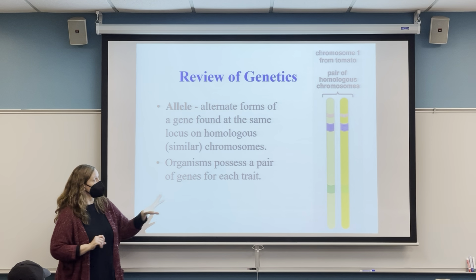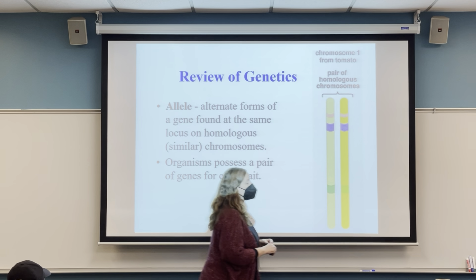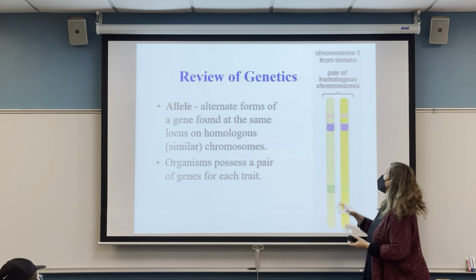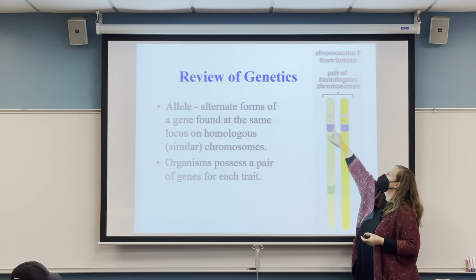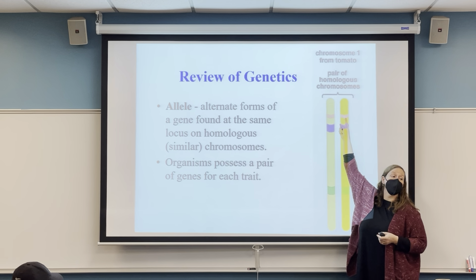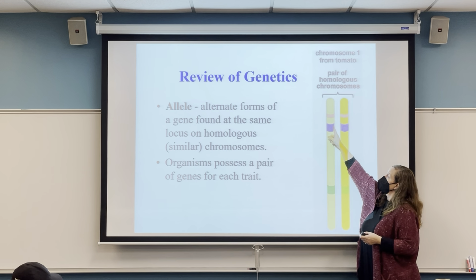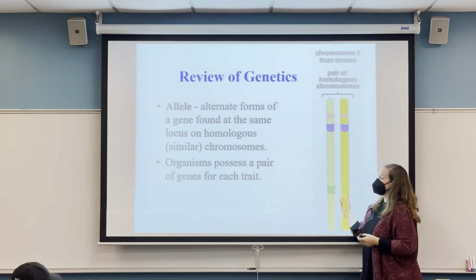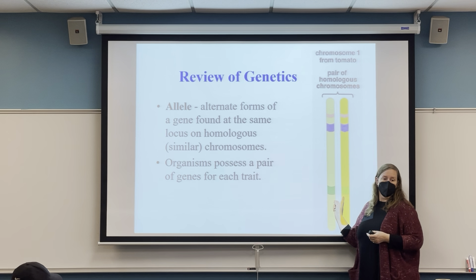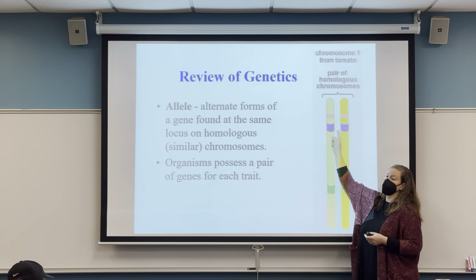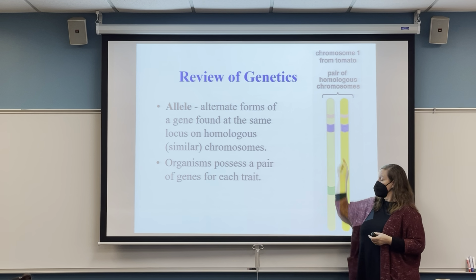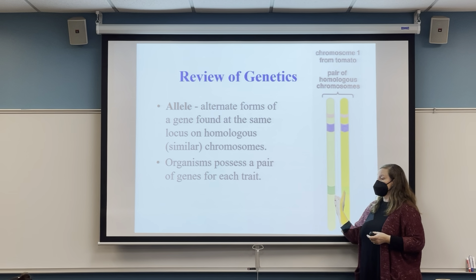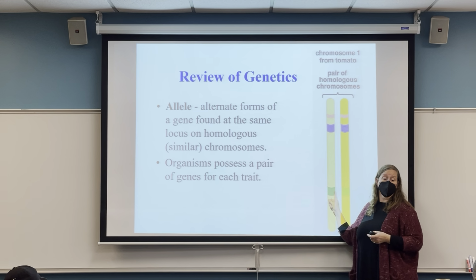Also, with your homologous chromosomes, you could have two of the same genes at any what we call a loci, or gene location. Two of the same, or you could have different genes at that location. So both of your parents could contribute the exact same kind of allele, or your parents could contribute two different alleles or genes.